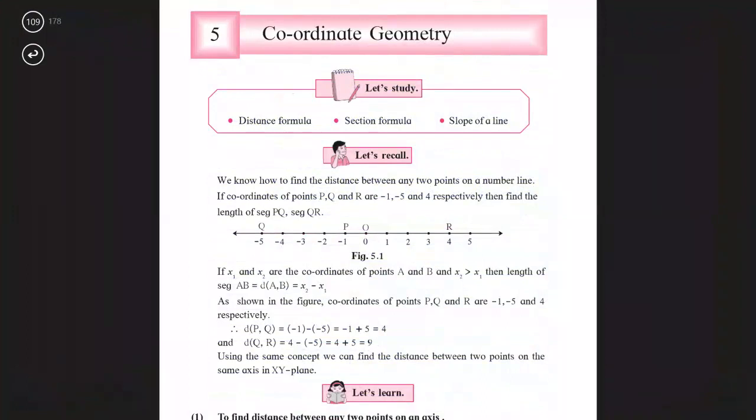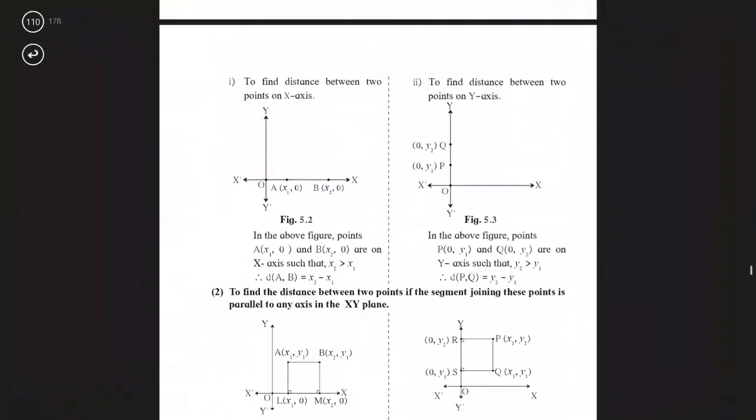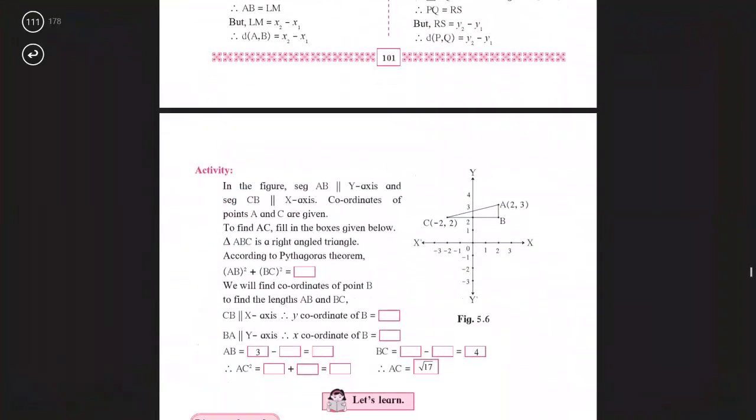Hello children. Today we begin with a new chapter, Coordinate Geometry. It's a very simple chapter. The first exercise deals with the distance formula.